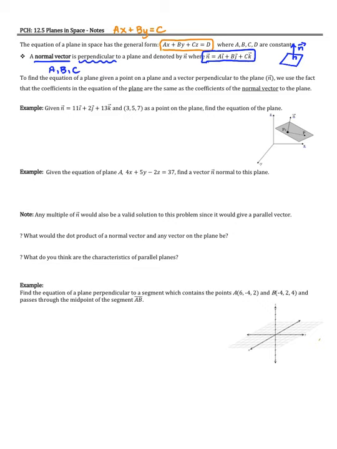So that a, b, c is going to be a shared coefficient, which is going to make this really easy. To find the equation of a plane, given a point on the plane, like a P naught, an initial point, and a vector perpendicular to the plane, we can use this to find the coefficients a, b, and c, which are the same as the coefficients of your normal vector. All right, let's go through this.